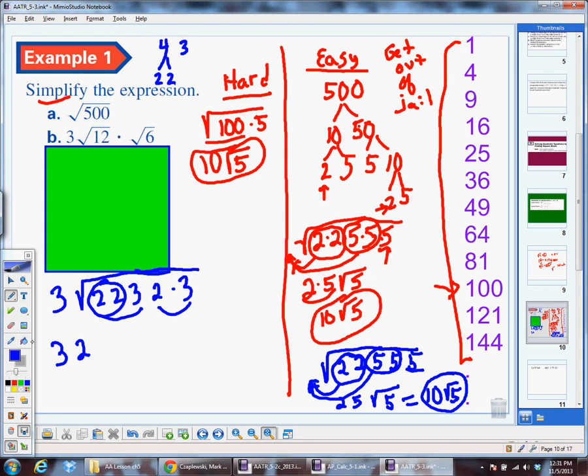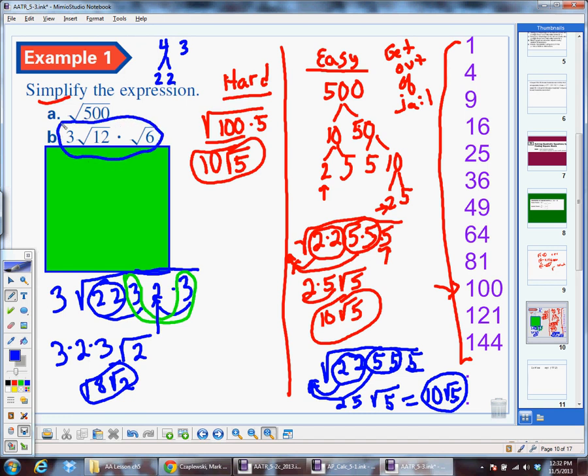Oh, here's another buddy. Ooh, let me use a different color here so you can see this. These 2 are able to break out because they have friends. Oh, lonely Mr. 2 can't break out. He stays. Final answer, 3 times 2 times 3, this is 6, 6 times 3 is 18. 18 square roots of 2. That is a simplified version of this problem.